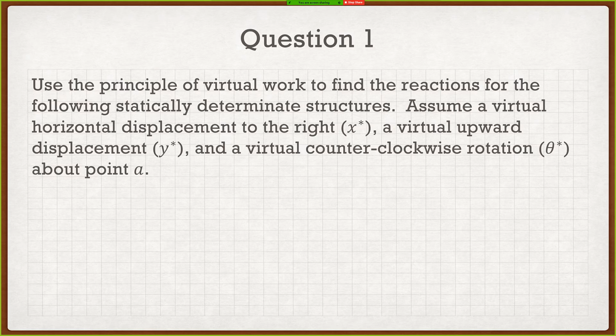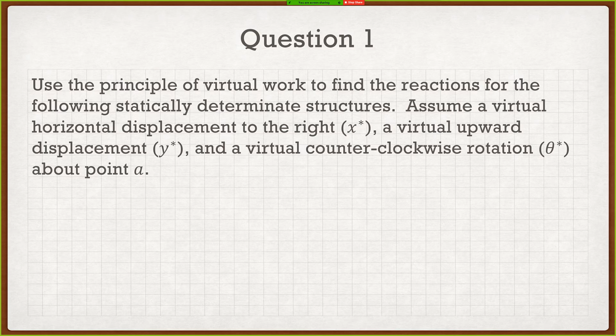Now, if we look at question number 1, it says, use the principle of virtual work to find the reactions for the following statically determinate structures. Assume a virtual horizontal displacement to the right, x star, a virtual upward displacement, y star, and a virtual counterclockwise rotation, theta star, about point A. As you know, in my seminar slides very rarely do I include the images, but you have the images. The first one is a simply supported beam, and the second one is a cantilever beam.